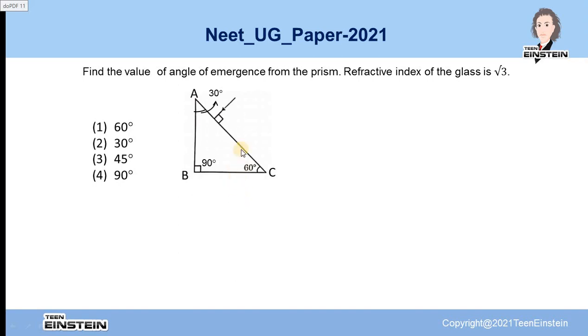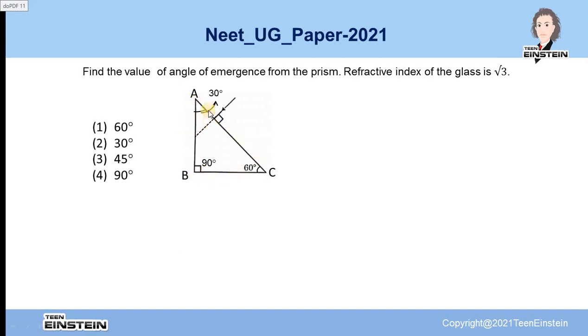Now the ray incidents normally at this surface AC, and we know when a ray of light incidents normally at the interface, that passes through without any deviation. So this ray will pass through and incidents at this interface AB.